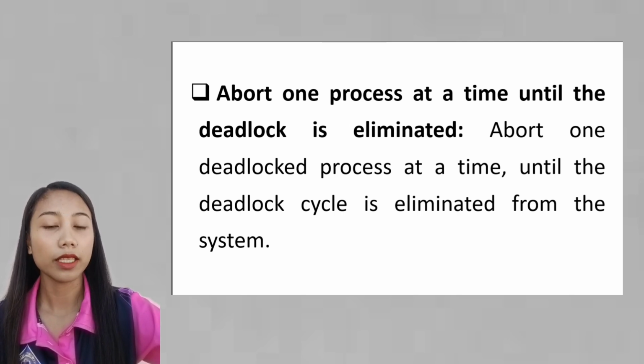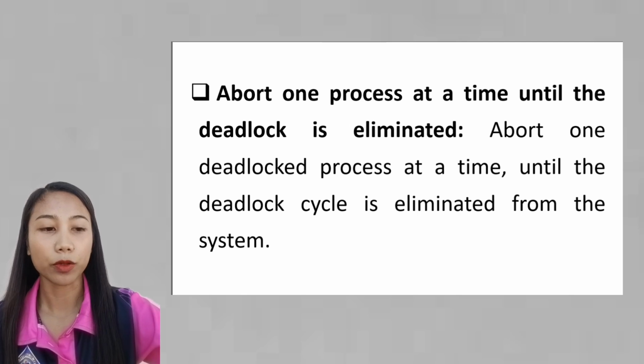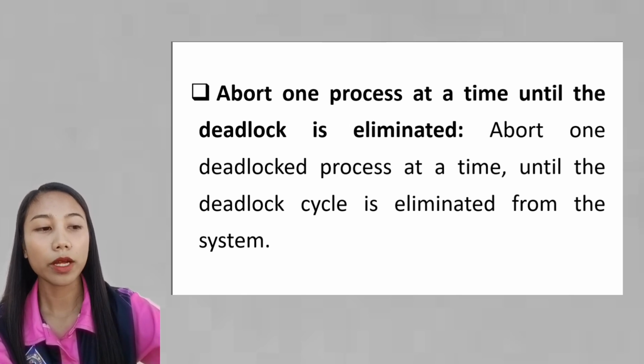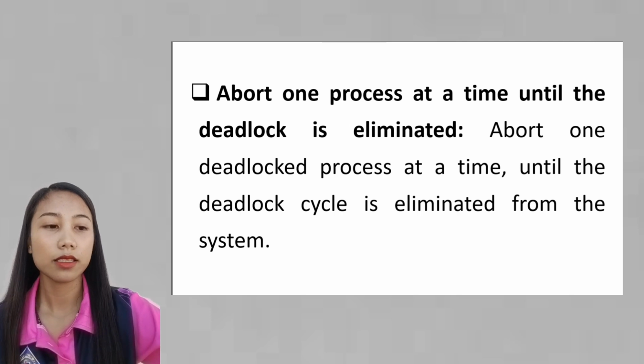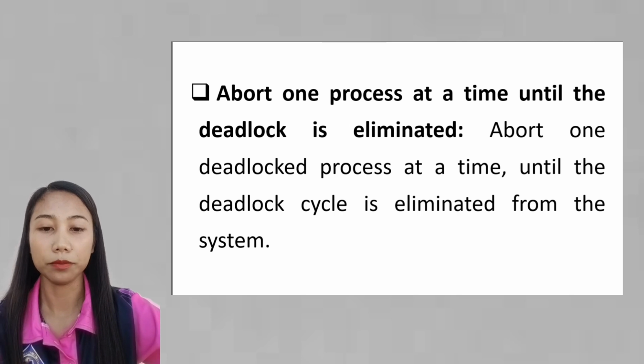Number 2. Abort one process at a time until the deadlock is eliminated. Abort one deadlocked process at a time until the deadlock cycle is eliminated from the system. In this approach, we terminate one process at a time and check if the deadlock is resolved. We continue this until the deadlock is cleared. This is less disruptive than aborting all processes but takes longer to resolve.